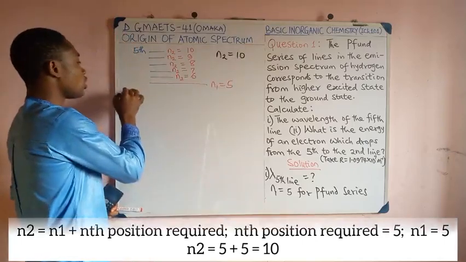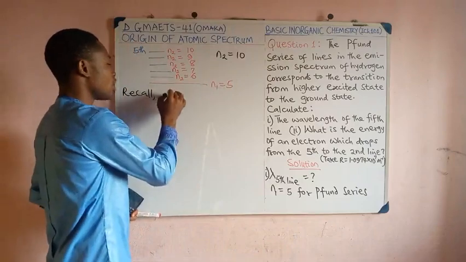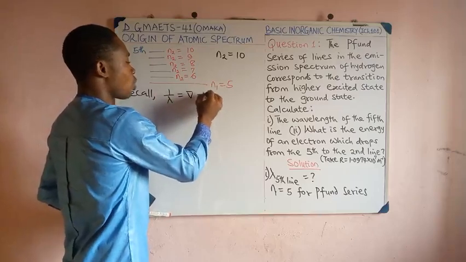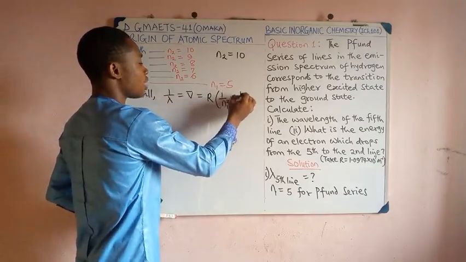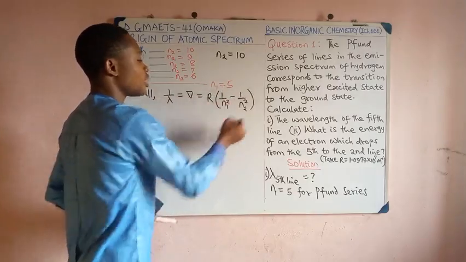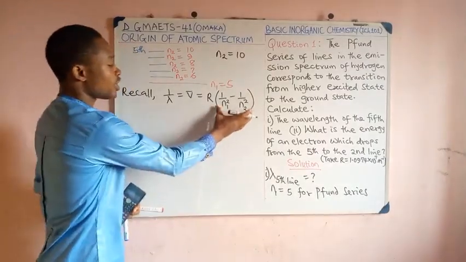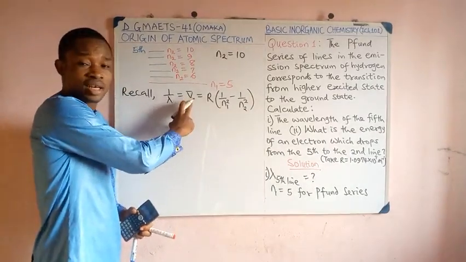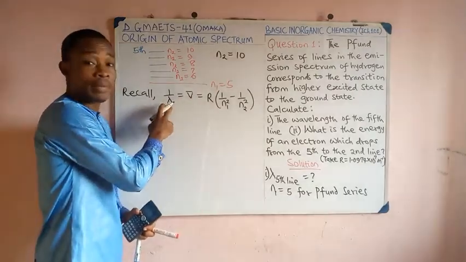Now we're going to recall the Rydberg equation. To get wavelength, one over lambda, which is equal to the wave number, is equal to the Rydberg constant, open bracket, 1 over n1 squared minus 1 over n2 squared. This is the Rydberg equation. Now this equation gives us the value of the wave number, v bar, directly. So once we get the value of the wave number, we take its inverse to determine the wavelength.